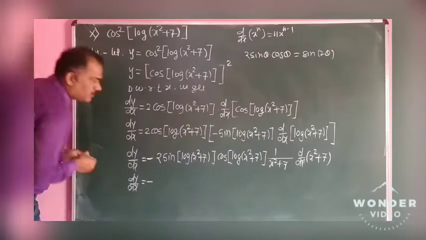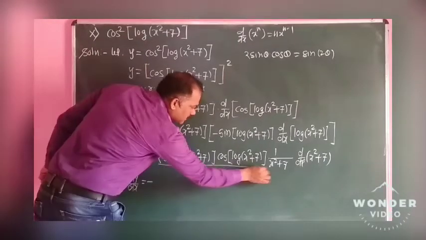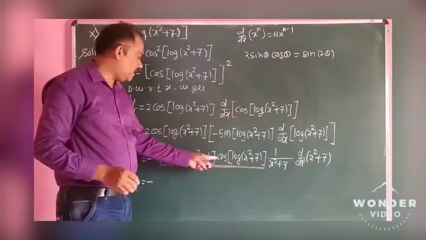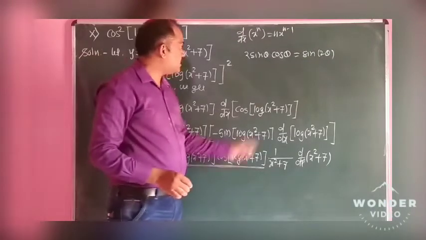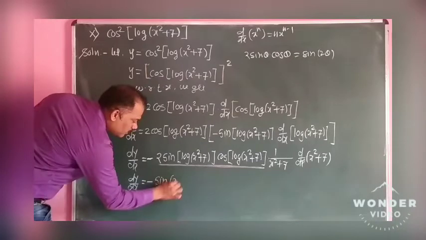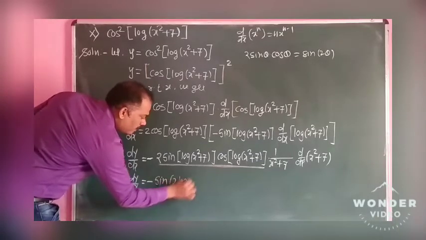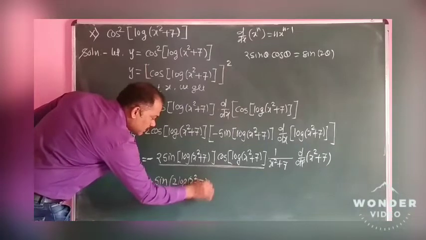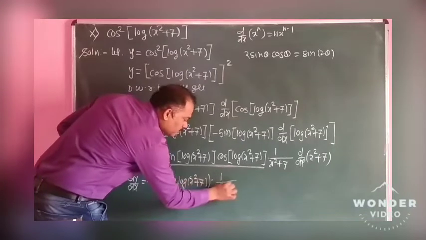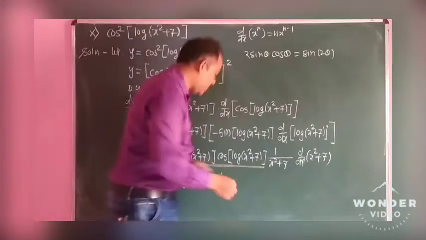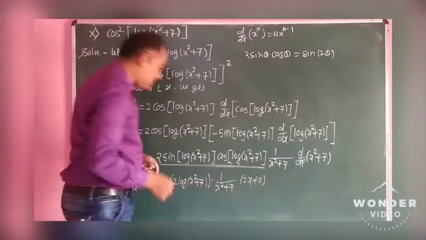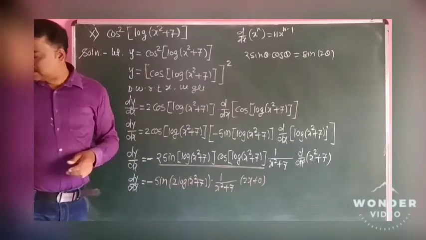minus, we can use the formula for this, 2 times sine of log of x square plus 7 into cos of log of x square plus 7. We can use this formula, that is the sine of 2 theta. What is theta? Log of x square plus 7. Into this as it is, 1 upon x square plus 7. What is the derivative of x square? Derivative of x square is 2x, plus 7 is a constant, its derivative is 0. We can write it like this.